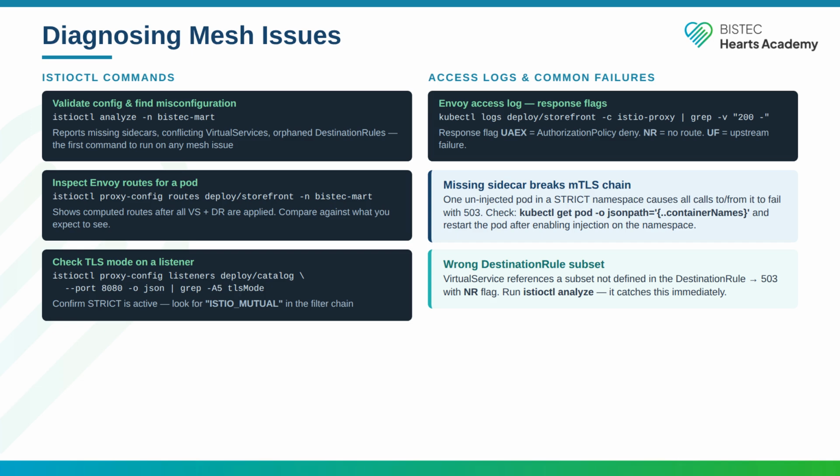Two failure patterns appear constantly. The first is a missing sidecar in a strict namespace. The mTLS handshake fails immediately and every call to or from that pod returns 503. Fix by enabling injection on the namespace and restarting the affected pod. The second is a virtual service that references a subset not defined in any destination rule. Envoy has no backend for the route and returns 503 with NR. istioctl analyze catches both of these before you touch any traffic.